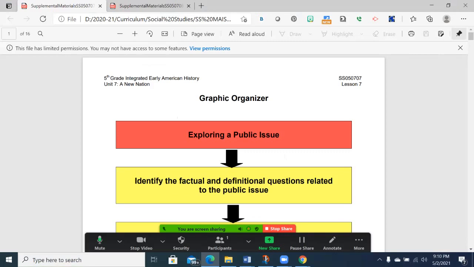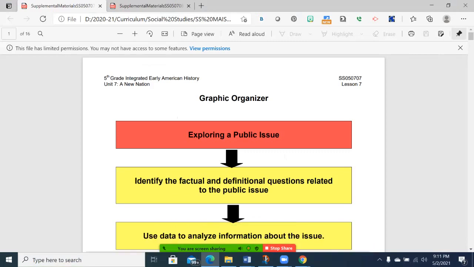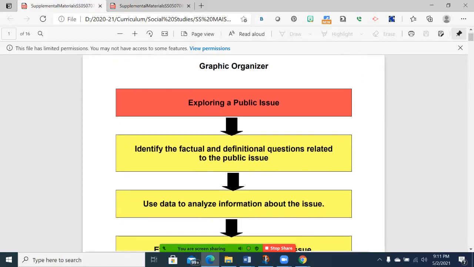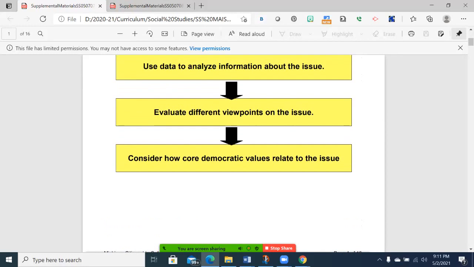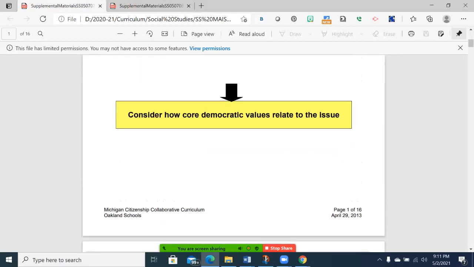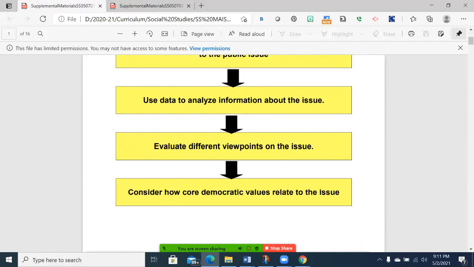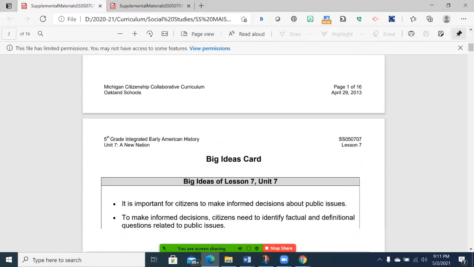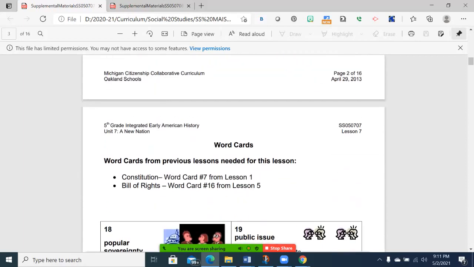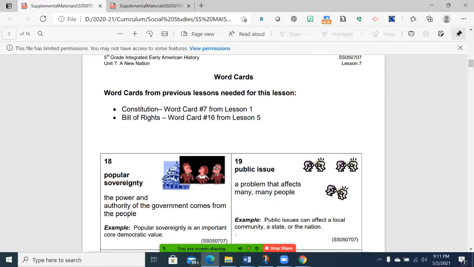Today's episode kicks off a three-part session that will include videos and independent work. The standards being addressed relate to exploring a public issue and coming up with ways to inform people about it, evaluate different viewpoints, and consider how core democratic values relate to the issue. You would have seen some at the end of the Michigan Open book about sending water to the Southwest, and that's actually where this one will lead off as part of our discussion.